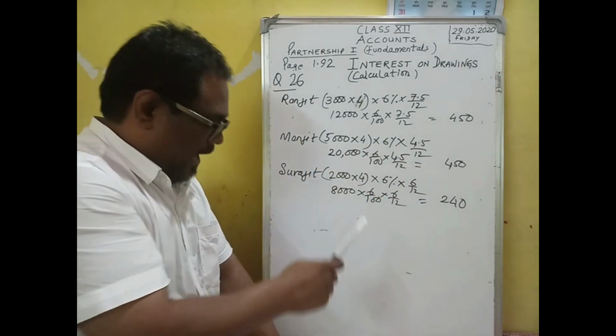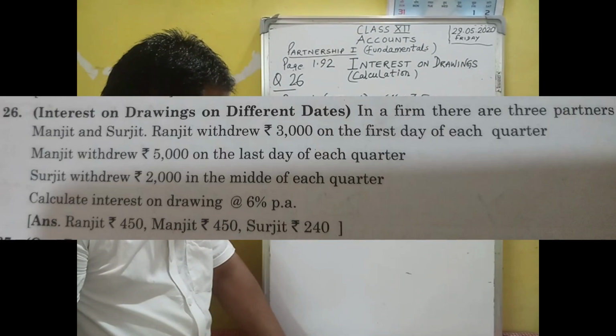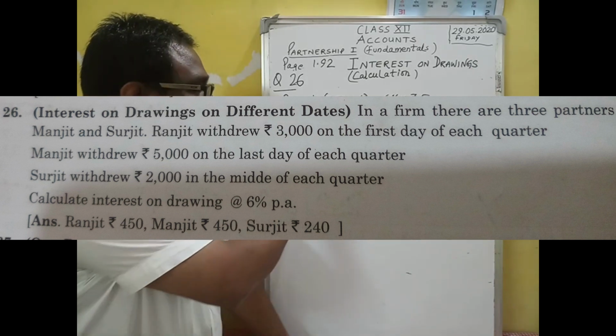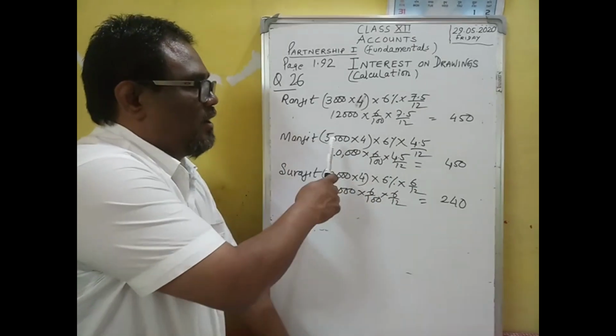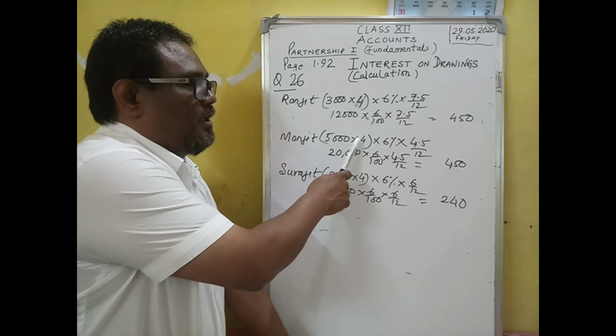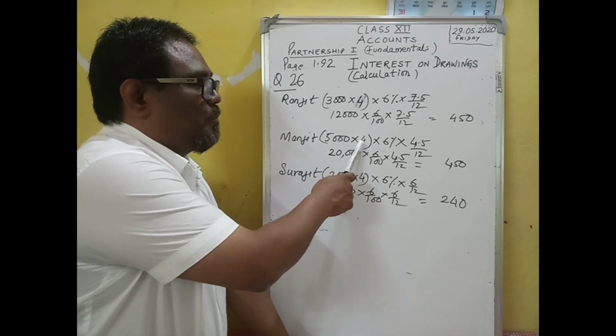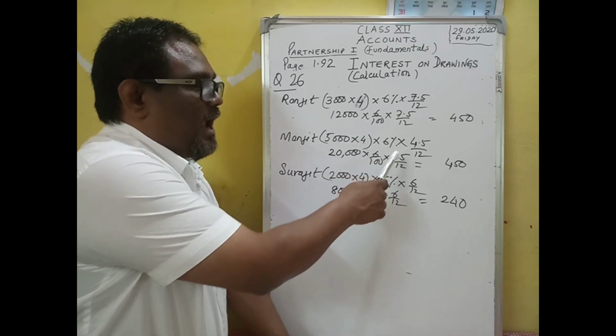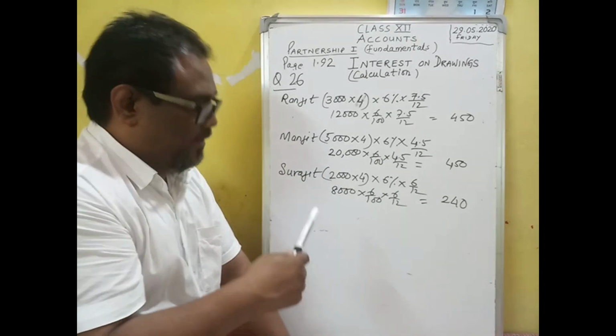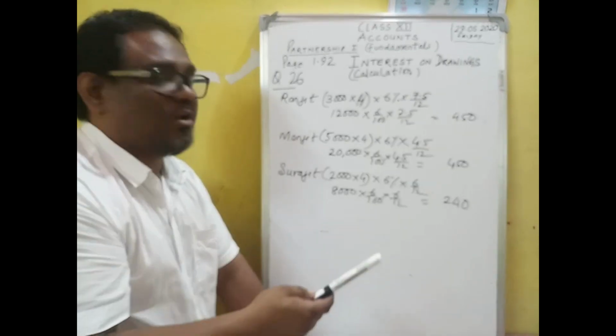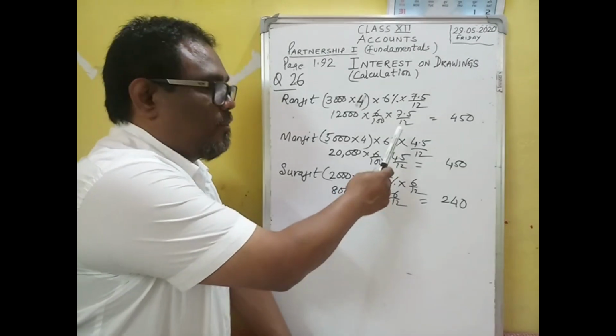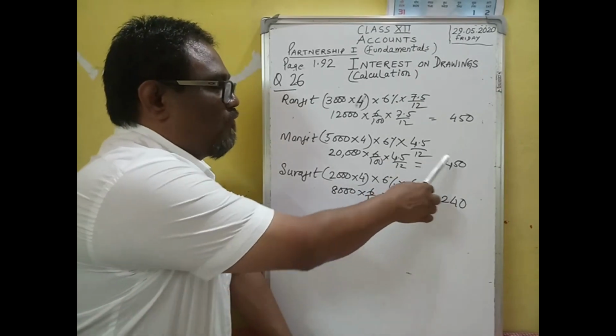Manjit withdrew 5,000 on the last day of each quarter. Every quarter's last day 5,000, so 5,000 into 4, there are 4 quarters in a year, that is 20,000 at 6% rate. The date of drawing is the last day of each quarter, so we have to assume it for 4.5 months. So 4.5 divided by 12, 450.